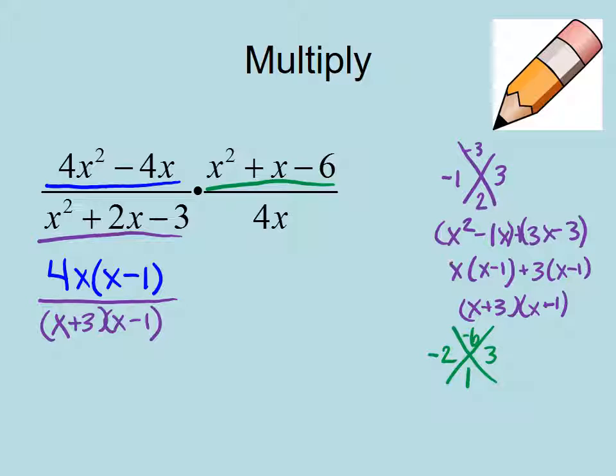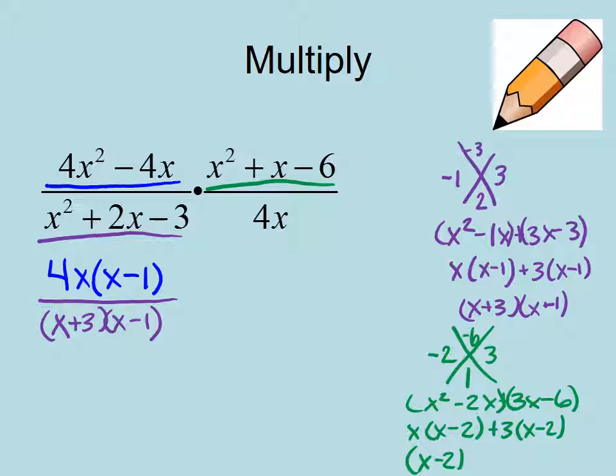X squared minus 2x plus 3x minus 6. Grouping. Take an x out of the first set. Take a 3 out of the second set. I take out my GCF of x minus 2. Then I have x plus 3 remaining. So my numerator is x minus 2, x plus 3.